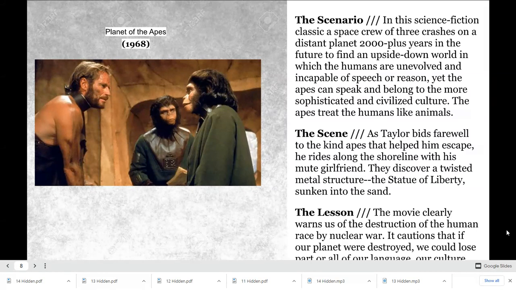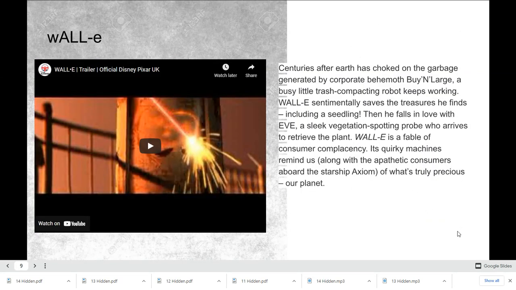So the lesson might be that the movie clearly warns us of the destruction of the human race by nuclear war. It cautions that if our planet were destroyed, we could lose part or all of our language or culture. So we talked about this.